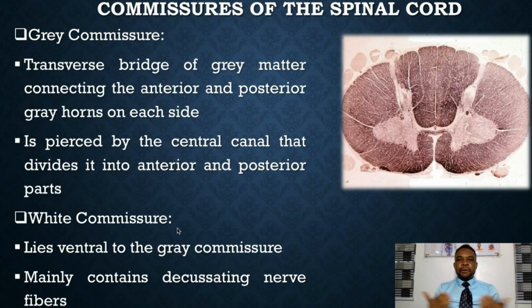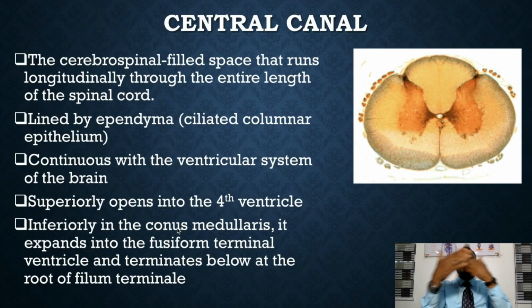Now, the two halves of the H-like or butterfly-like structure of the spinal cord are connected by commissural fibers, known as the commissure of the spinal cord. The transverse bridge of gray matter connects the anterior and the posterior gray horn on each side of the spinal cord. Centrally, you will see the central canal of the spinal cord. So we have the white commissure, which lies ventral to the gray commissure and mainly contains decussating nerve fibers. These are nerve fibers that cross over to the opposite side.